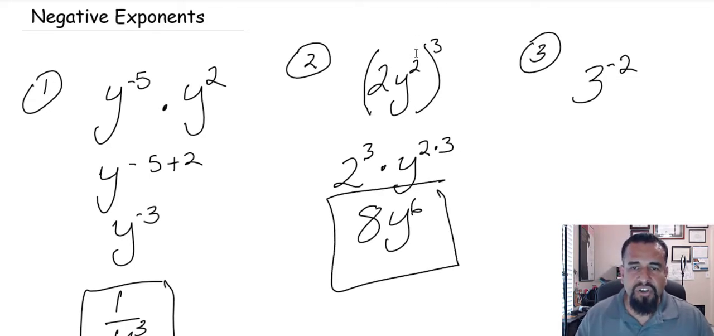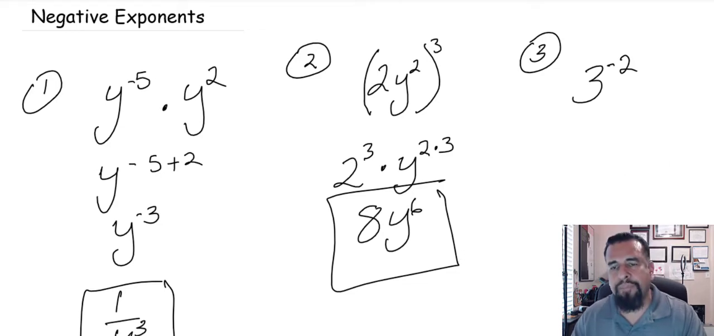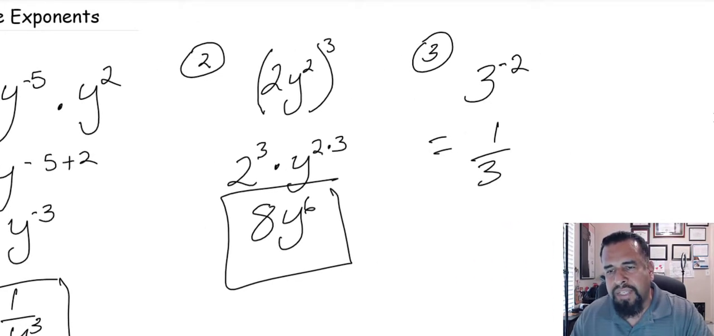These exponents are not added. They're only added when I have the same base and I'm multiplying. Notice I had a y in the first problem, both of them were y's. Right here, no, you do not add them. You multiply them together. And the last one, we have 3 to the power of negative 2. So this simply is going to be 1 over 3 to the power of positive 2, which ultimately equals 1 over 9 as a final answer.